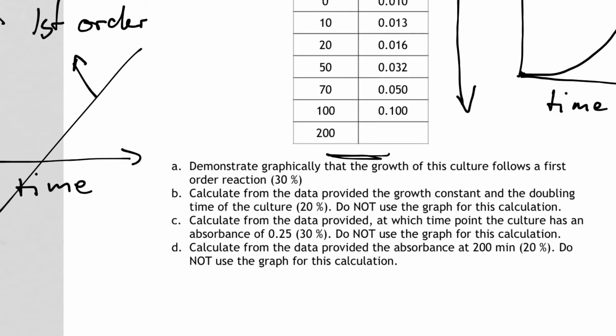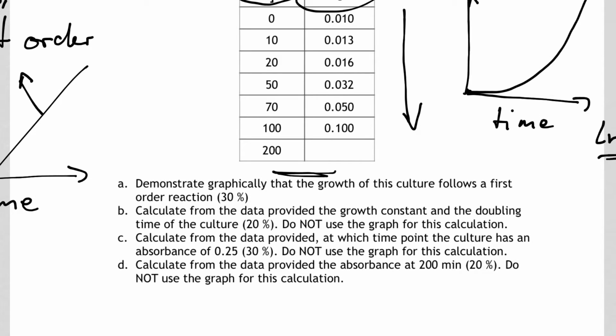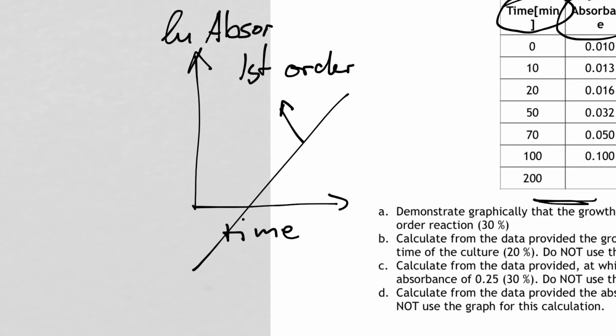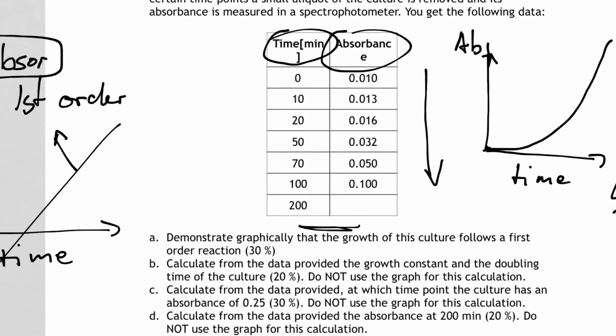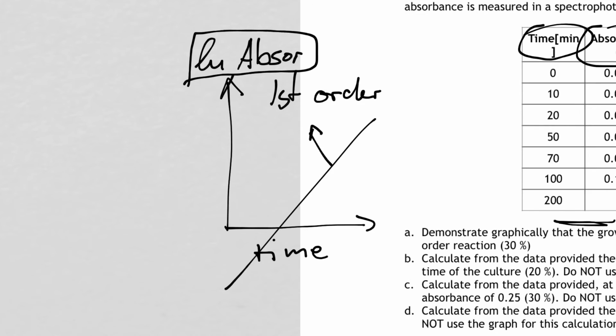So, this question asks us to demonstrate graphically that the growth of this culture follows a first-order reaction. And all you need to do in this case is plot ln of the absorbance on the y-axis. So you have to calculate ln absorbance, so ln of 0.01 and so on and so forth, and plot that versus time. Your argument then is, aha, it's a straight line. If it is a straight line, then I know it is a first-order reaction. Make sense? You have no other option than to say yes.